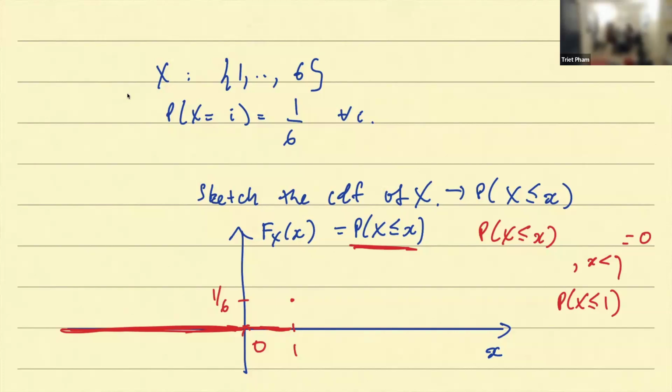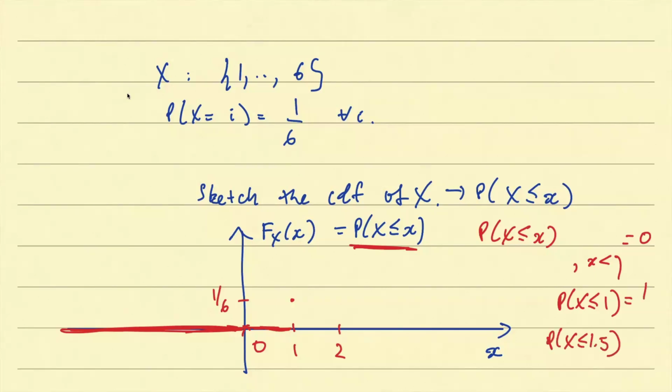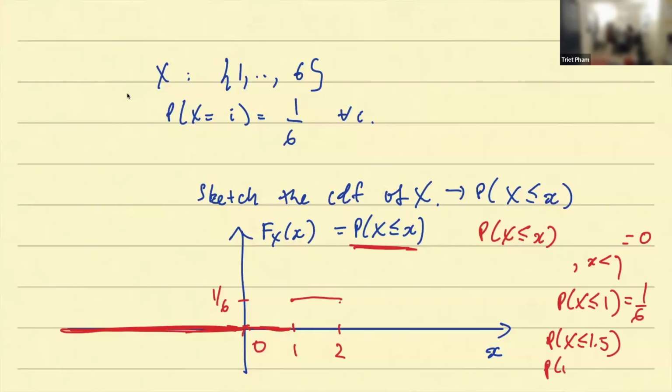Now what happens between 1 and 2? What's the probability X less than or equal to 1.5? You stay at 1/6. Correct. What happens at 2? You jump to 2/6, which is 1/3. Let's not be too fancy; 1/3 is correct. And we see a pattern. What happens next?